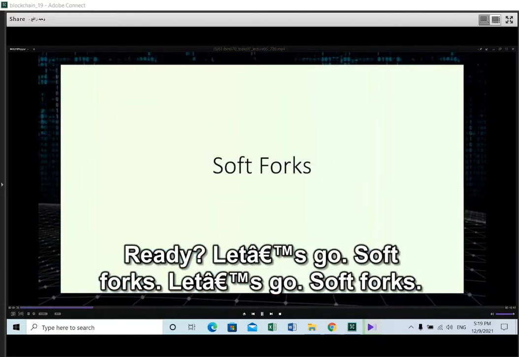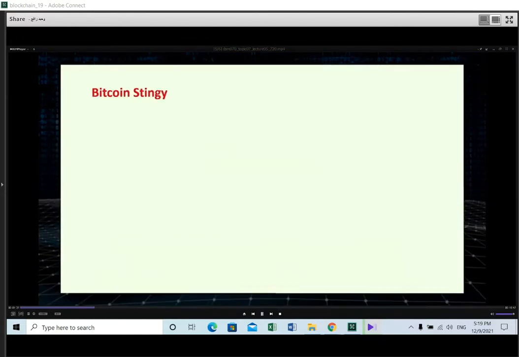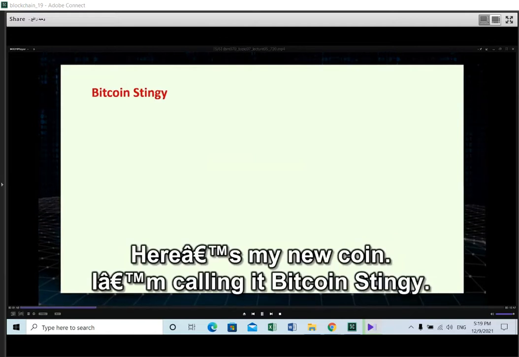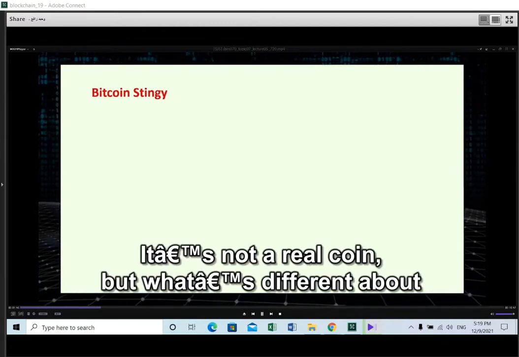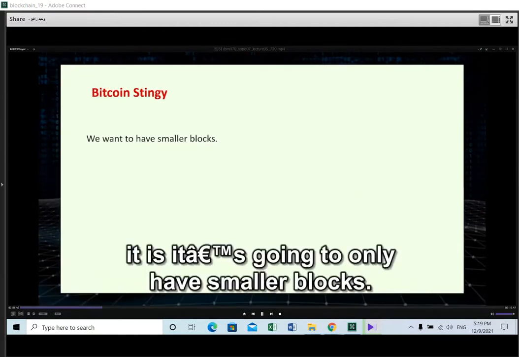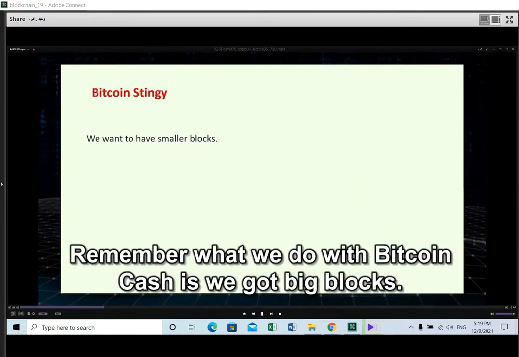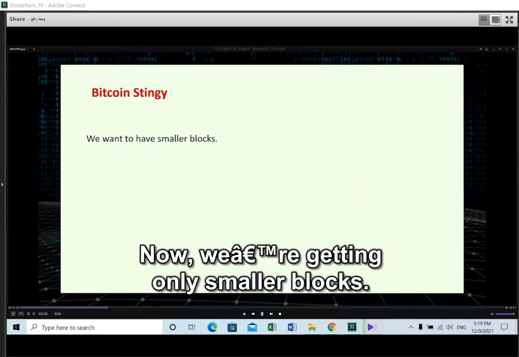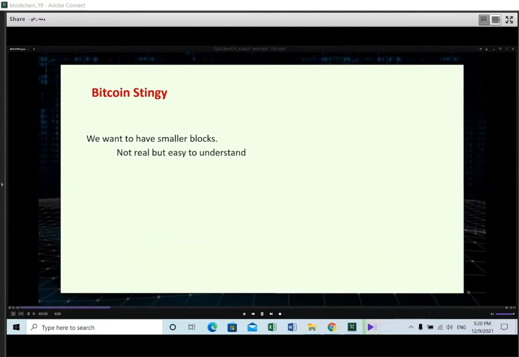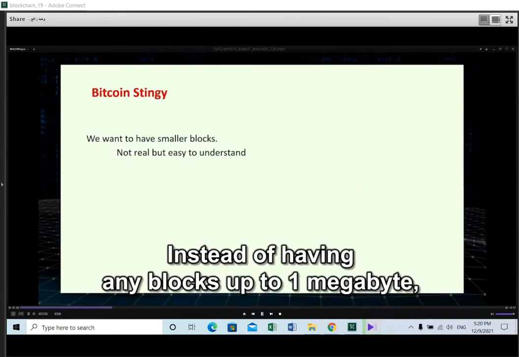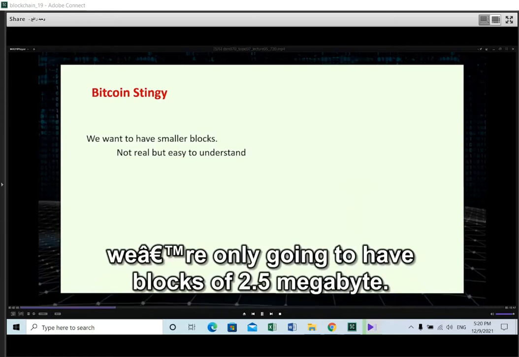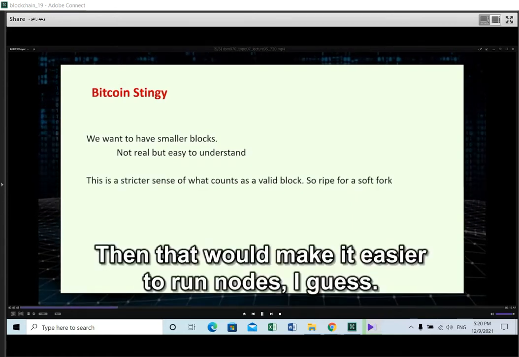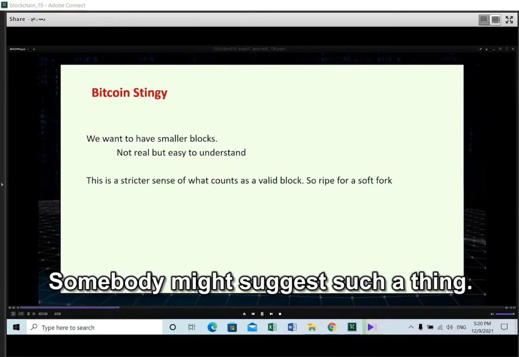Yep, told you. Okay, so here's my new coin. I'm calling it Bitcoin Stingy. Okay, it's not a real coin, but what's different about it is it's going to only have smaller blocks. Remember, what we did with Bitcoin Cash is we got big blocks. Now we're getting only smaller blocks. Instead of having any blocks up to 1 megabyte, we're going to have blocks up to 1/2 megabyte. Well, that would make it easier to run nodes, I guess. So somebody might suggest such a thing.